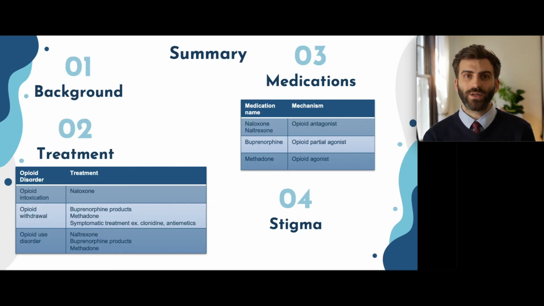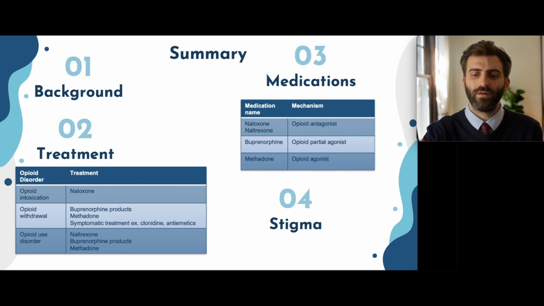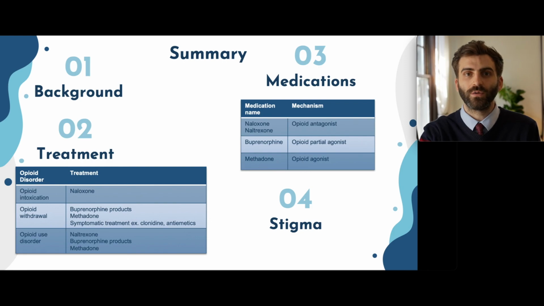So in summary, we started with background information, went into what is an opioid and some history. Then we went into some treatment. So we separated opioid intoxication, opioid withdrawal, and opioid use disorder and talked about how to treat those. And then we went into the specific medications, naloxone, naltrexone, buprenorphine, and methadone. Finally, we ended with some stigma from different healthcare providers and terms we can use to improve this.